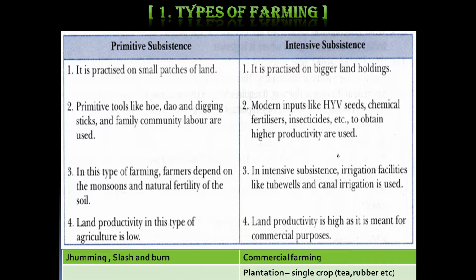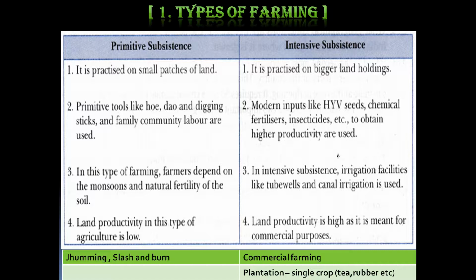They will move to the next spot, so that the plot which was cultivated earlier gets time, and the soil gets time to become fertile again. In this way the slash and burn farming goes on. Globally there are many names for this kind of farming, but in India it is also called jhumming. It is a very famous name, so please keep this in your mind. Jhumming means slash and burn type of farming.